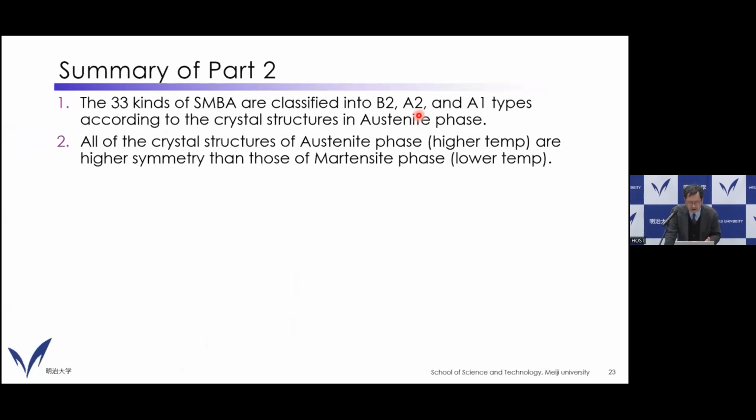The 33 kinds of shape memory binary alloy are classified into B2, A2, and A1 types according to the crystal structure in austenite phase. All of the crystal structures of austenite phase, the higher temperature phase, have higher symmetry than those of martensite phase, the lower temperature phase.